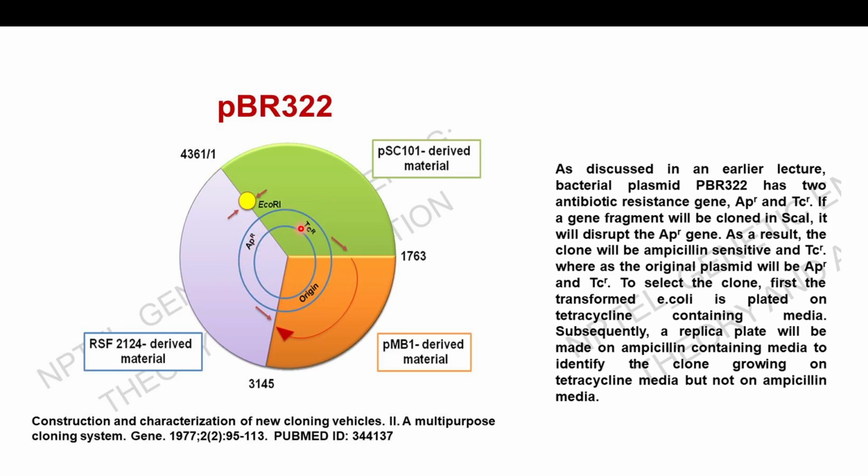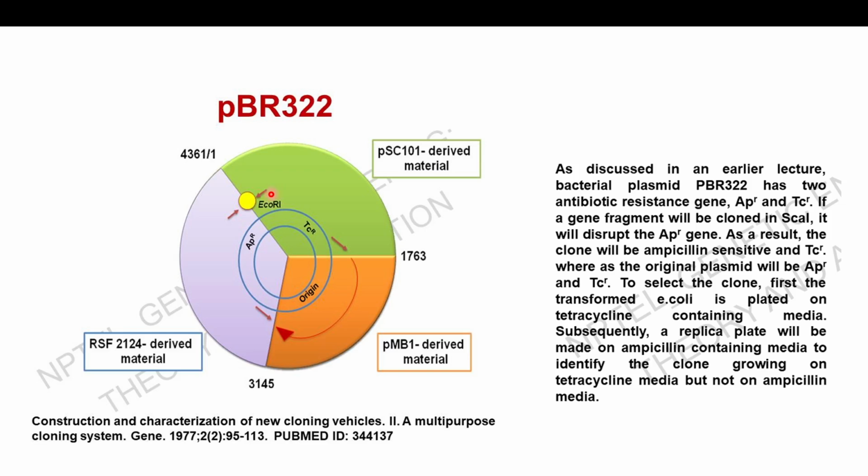So there are two antibiotics at play. The clones will be ampicillin sensitive, but tetracycline resistant. To select the clone, first the transformed cells are plated on a tetracycline containing medium. Any cell which has taken up this plasmid can grow on a tetracycline medium, whether it's ampicillin resistant or ampicillin sensitive, because it has a functional tetracycline resistant gene.